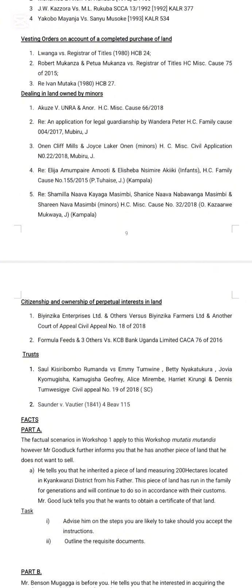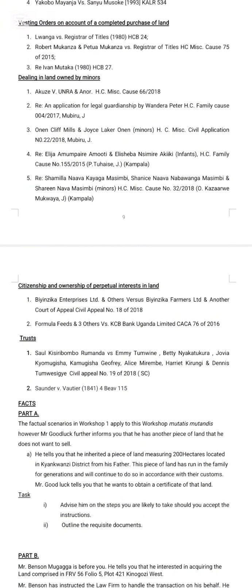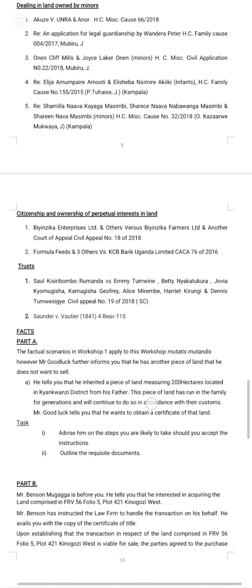Of course, dealing in land owned by minors, the law is very clear and straightforward. You must have a guardianship order under the case of Akuze versus UNRA. For example, if you get your land and register it in the name of your son, you can't mortgage it in the bank. You will need what we call a guardianship order, and to get a guardianship order, you go to court and proceed by notice of motion supported by an affidavit.